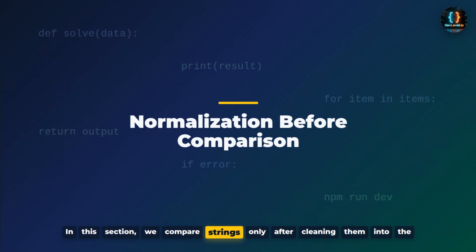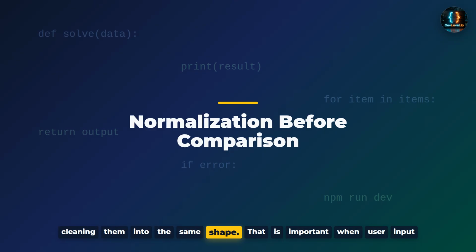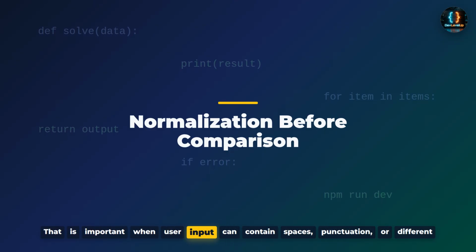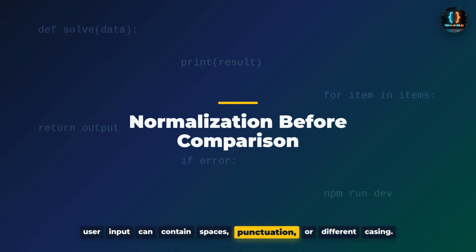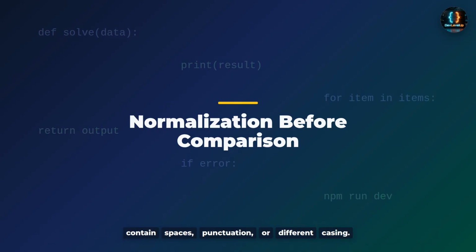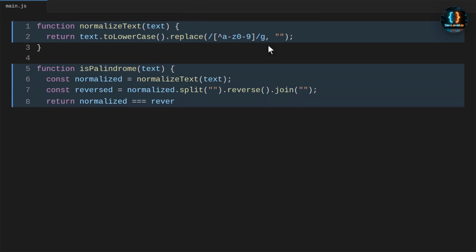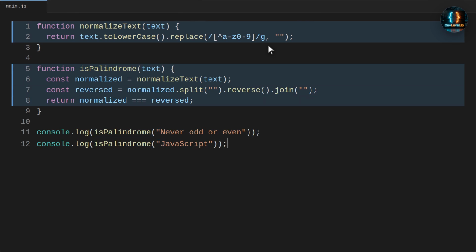In this section, we compare strings only after cleaning them into the same shape. That is important when user input can contain spaces, punctuation, or different casing. In real input, users do not type perfect lowercase strings without spaces. We will clean the phrase first, reverse the cleaned version, compare both strings, and now we run 2 checks, 1 palindrome phrase, and 1 normal word.